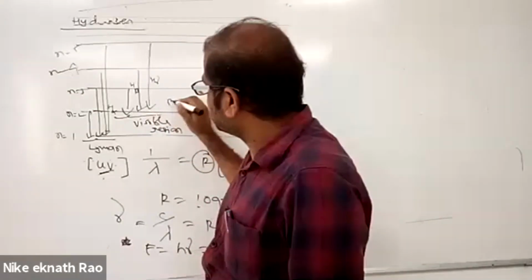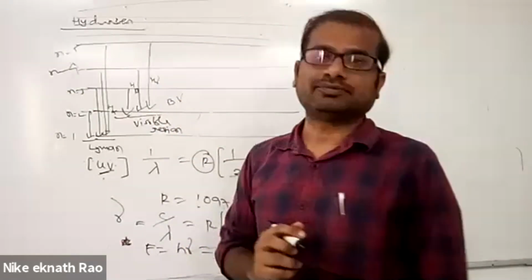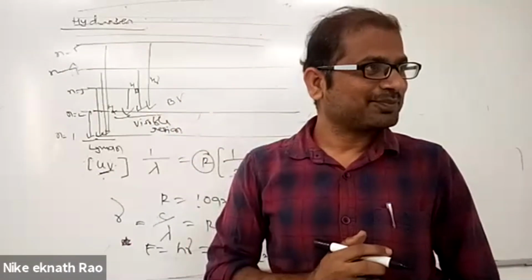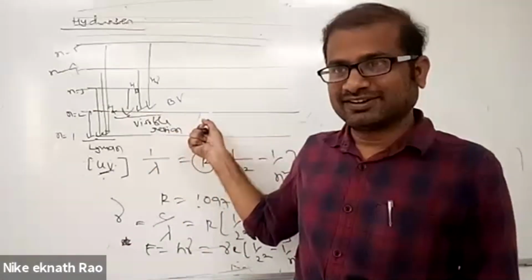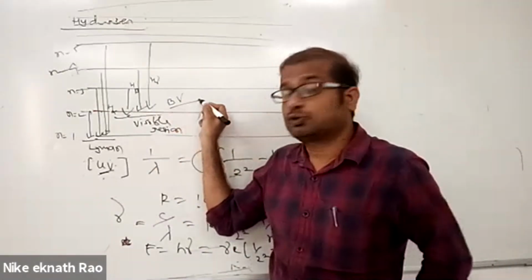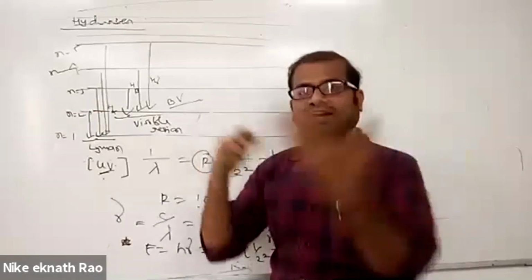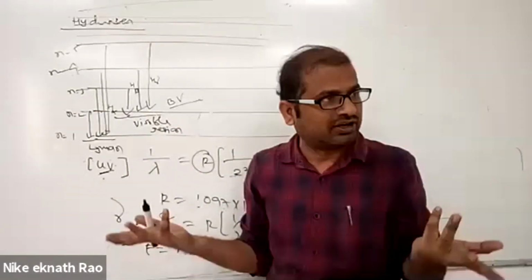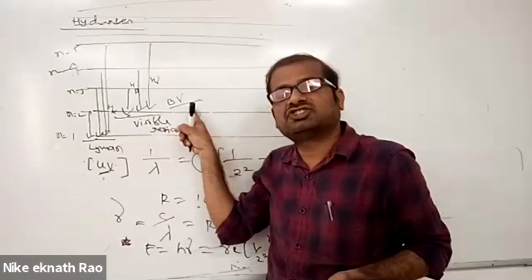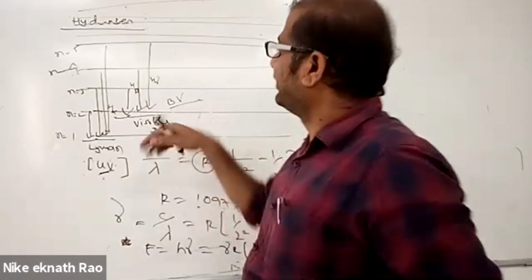Next, Balmer series, BV. Remember the technical terms; you cannot calculate them, you have to remember them. So the Balmer series lies in what region? Visible region. Next after Lyman and Balmer: n is equal to 3 to 1 is already covered in Lyman.